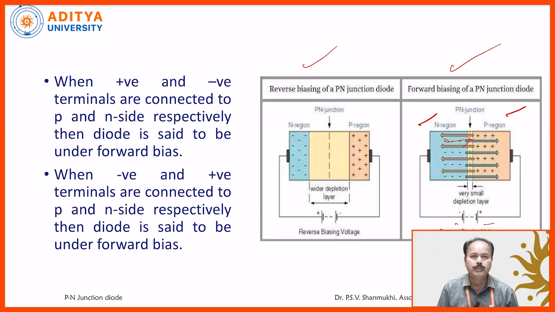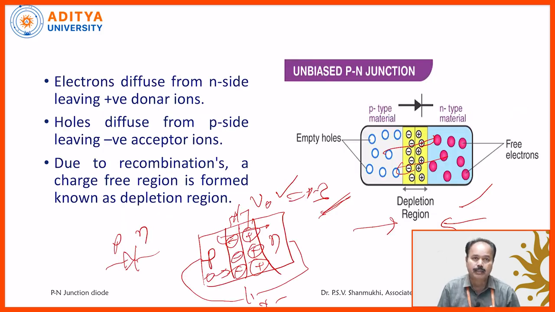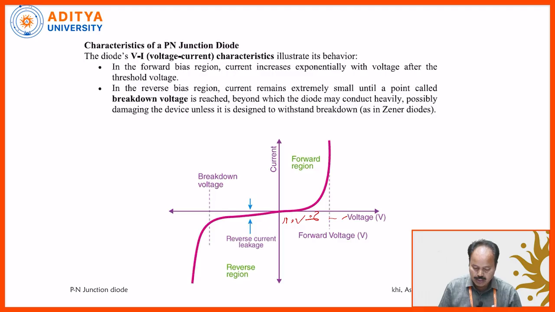That means when you increase the forward voltage, the barrier voltage or the barrier width gradually decreases. At V equal to V0, it vanishes. That's why suddenly a huge current flows under forward bias.